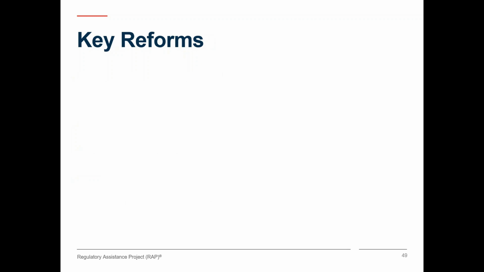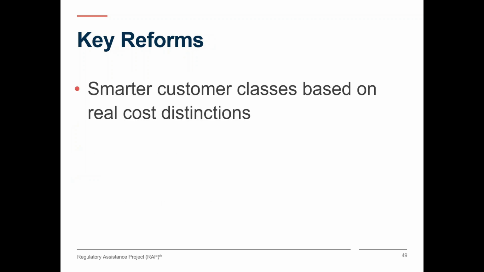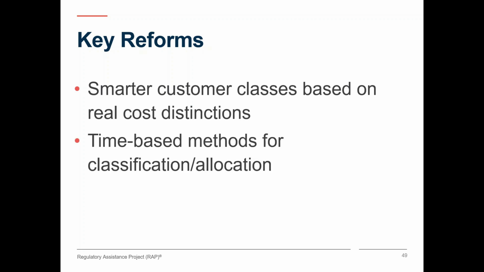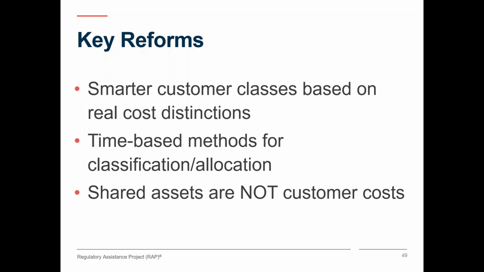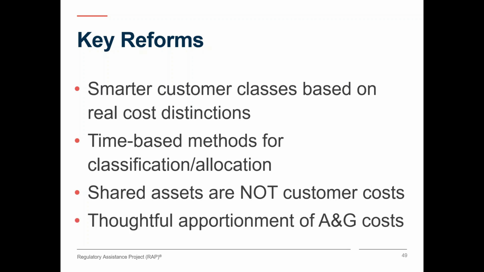These are some of the most broadly applicable specific reforms. First, better customer class definition. And we've talked about the notion that customer classes should have a pretty significant number of customers in them, at least for the broad use classes. We should use time-based methods to apportion generation, transmission, and distribution costs. Make clear distinctions between shared assets that get apportioned on a time basis and customer-specific assets on the distribution system. And recognize that A&G costs support all parts of the system.